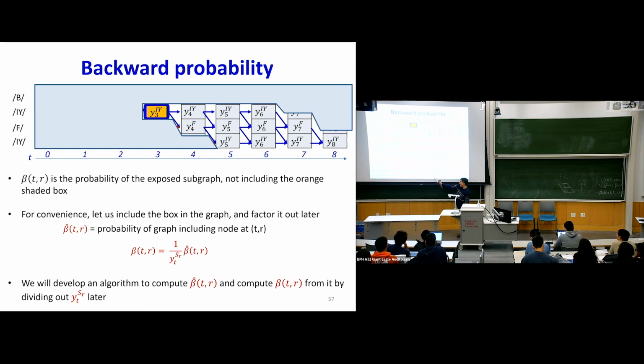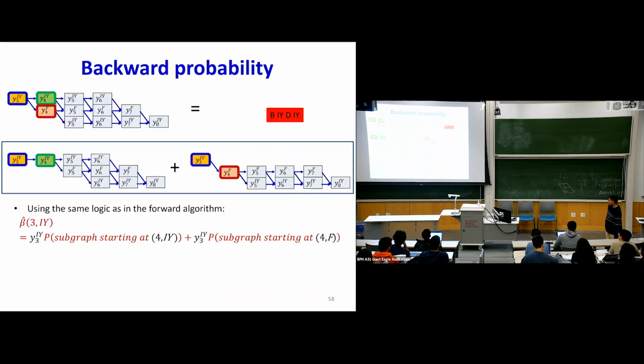And so the beta hat is the probability of the graph that includes the orange node. Beta is what you get when you divide this by y_t^{s(r)}, right? The probability of the node. Okay. So now we just need to find an algorithm to compute the beta hats. And does this look familiar? Here's what it is. The total probability of all paths starting from the orange node going to the end can be decomposed. The orange node has 2 children in this case, right?